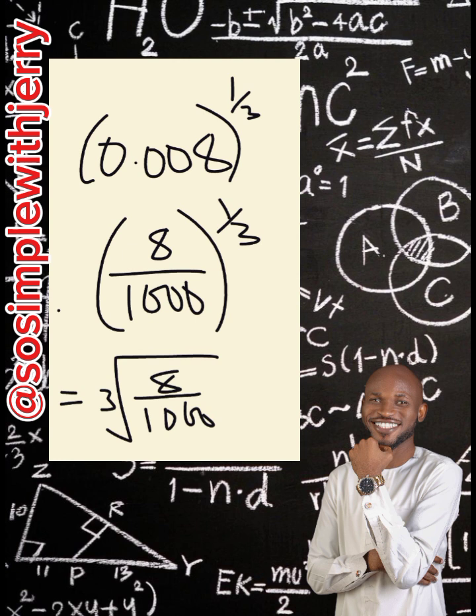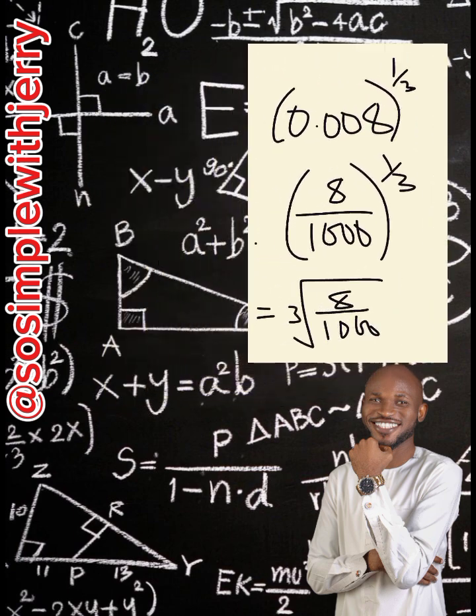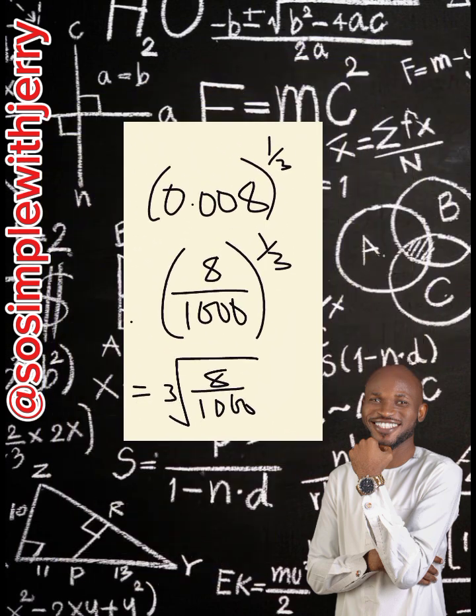Now what's the meaning of the cube root of 8 over 1000? Don't forget that the cube root of a number means you're to look for a number that you multiply 3 times to get that number in the cube root. Now we have 8 over 1000 as the fraction that is covered with the cube root.